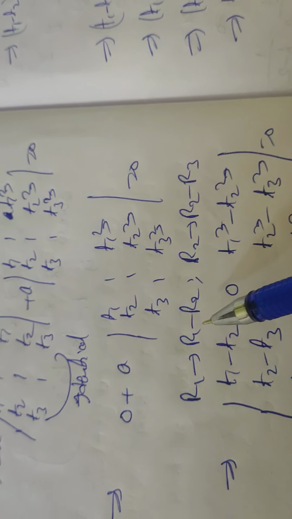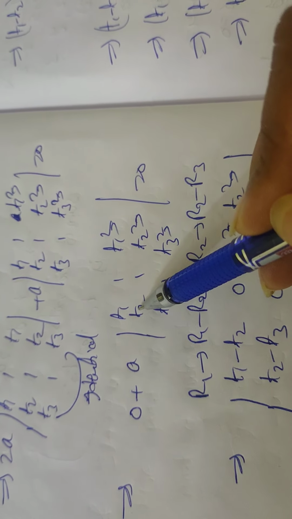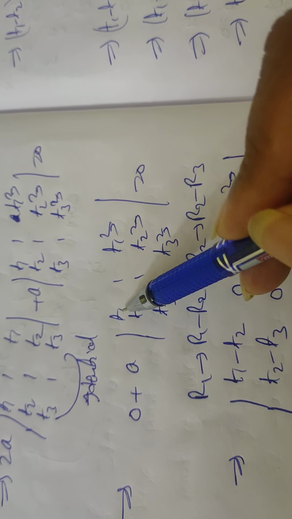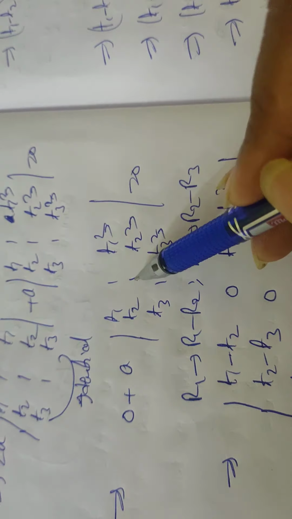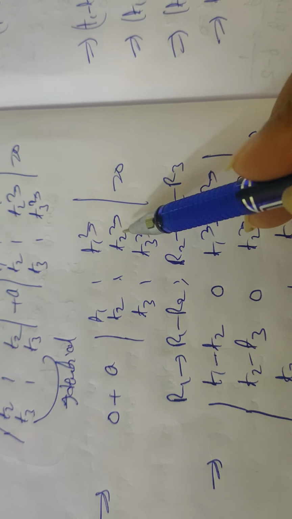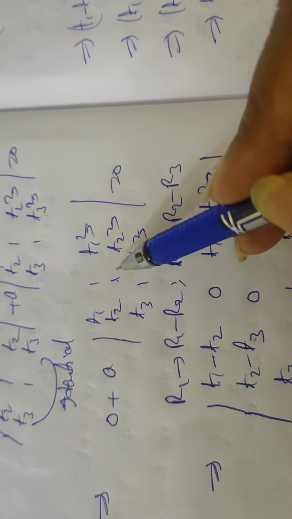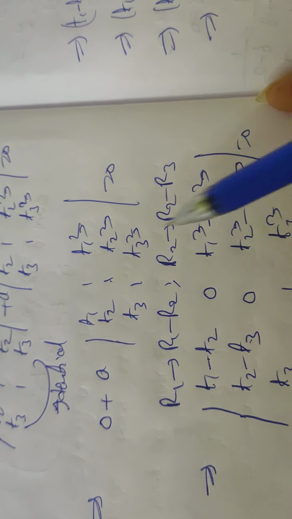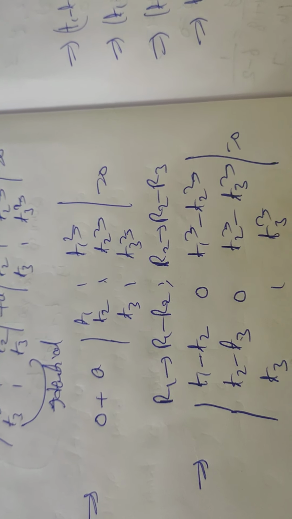When you apply this operation, R1 minus R2 means t1 minus t2 in the first row element, 1 minus 1 is 0, t1 cube minus t2 cube. Next, the second row as R2 minus R3: t2 minus t3, 1 minus 1 is 0, t2 cube minus t3 cube. Next, t3, 1, t3 cube.